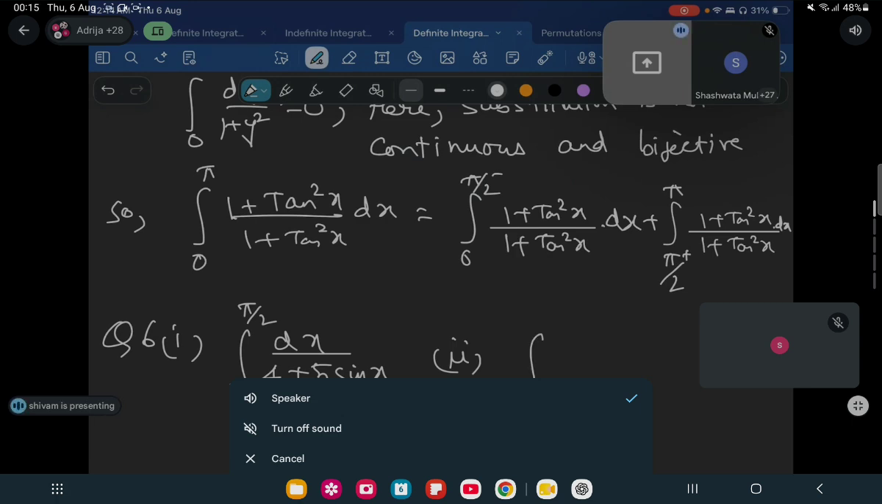Part 2: integral from alpha to beta of dx upon root over (x minus alpha) into (beta minus x), for beta greater than alpha. Quickly solve.